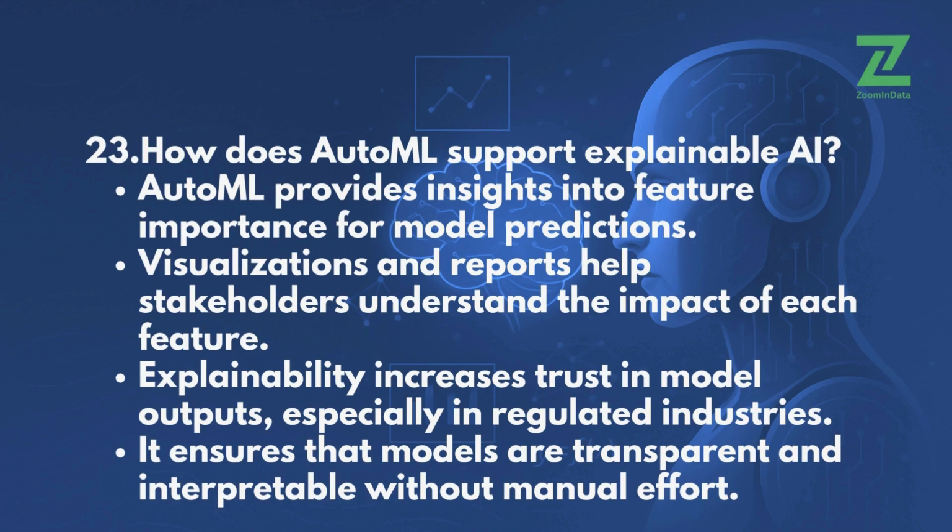How does AutoML support explainable AI? AutoML provides insights into feature importance for model predictions. Visualizations and reports help stakeholders understand the impact of each feature. Explainability increases trust in model outputs, especially in regulated industries. It ensures that models are transparent and interpretable without manual effort.